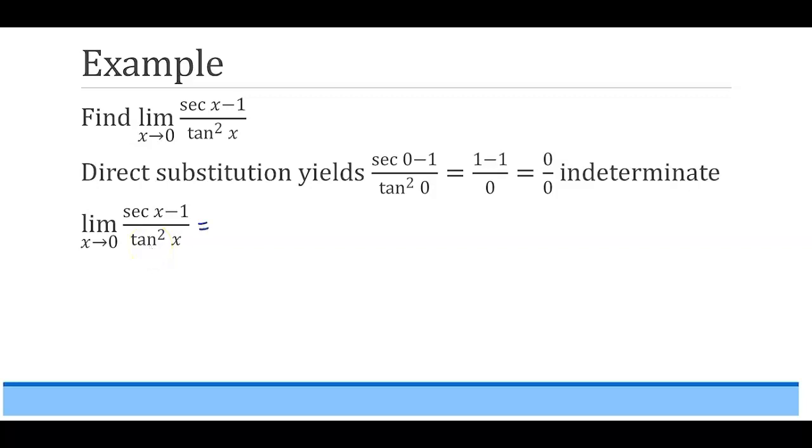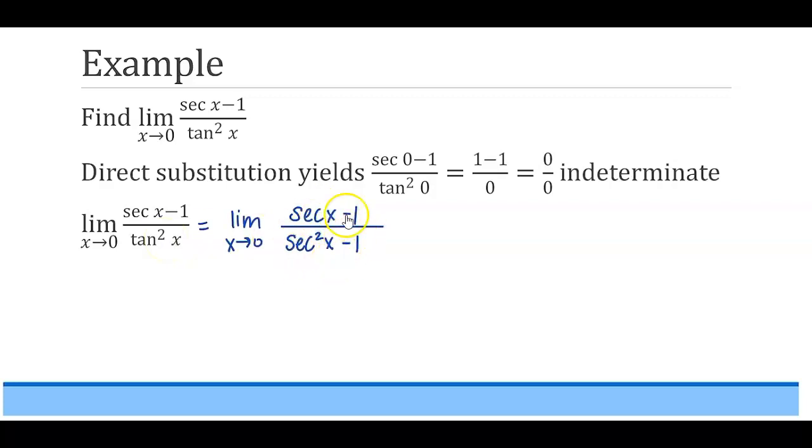So I'm going to go ahead and say that this limit is going to equal the limit as x approaches 0. The numerator will stay the same. I still have secant x minus 1. But the denominator, tangent squared x, is equal to secant squared x minus 1. So that is from our trig Pythagorean identity.